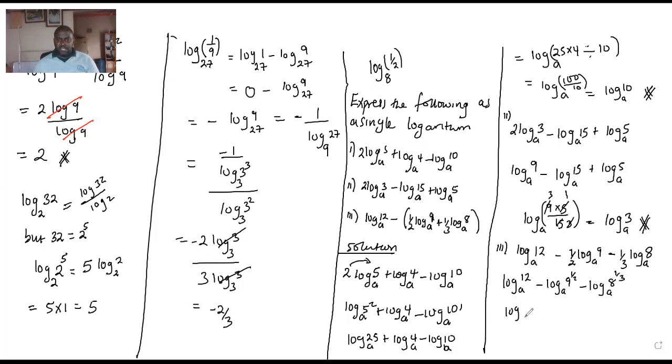So this gives log to base A of 12 minus log to base A of 3 minus log to base A of 2, because from indices, 9 power half is the square root of 9. 8 power third is the cube root of 8, which is 2. Thus, we shall have log to base A of 12 divided by 3 times 2, which gives us a 2. And our answer becomes log A of 2. Hence solution.